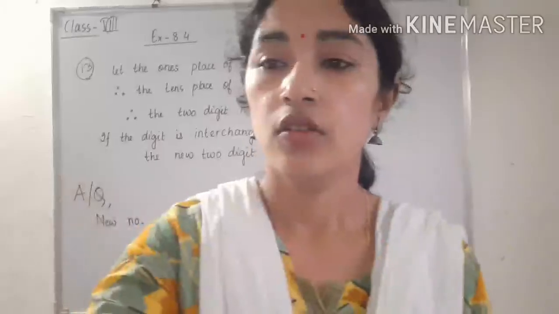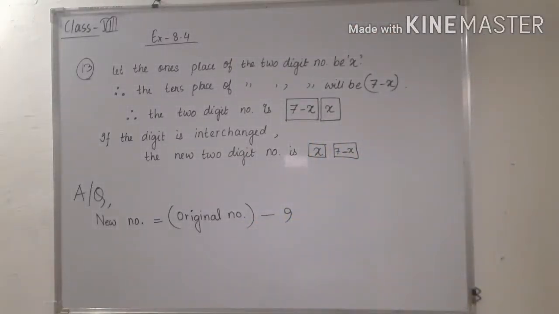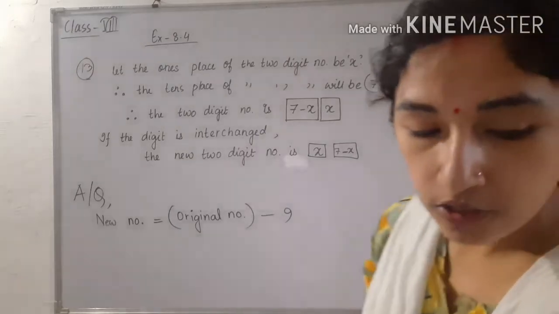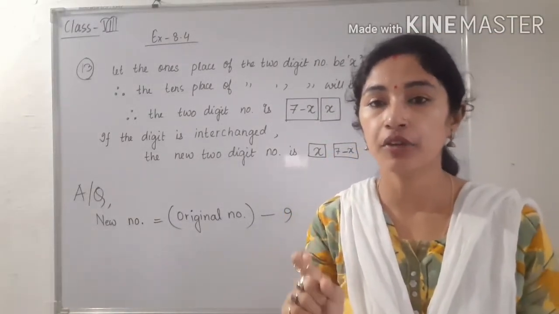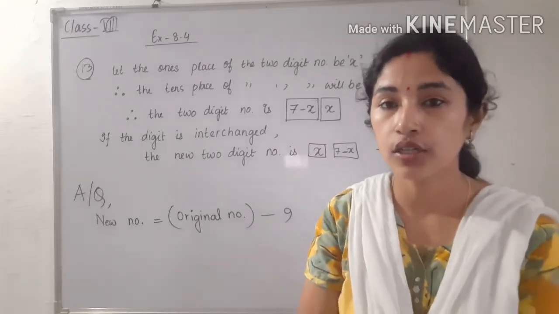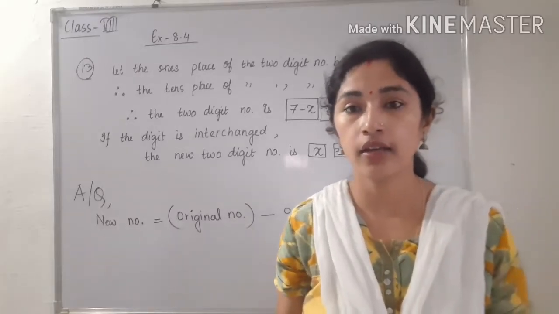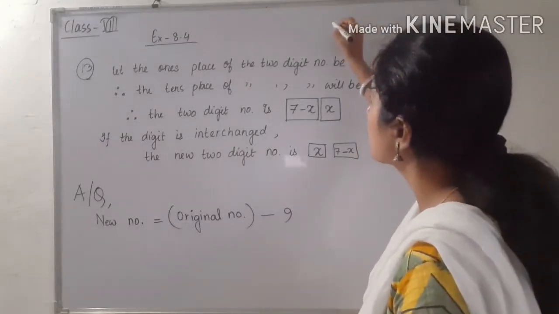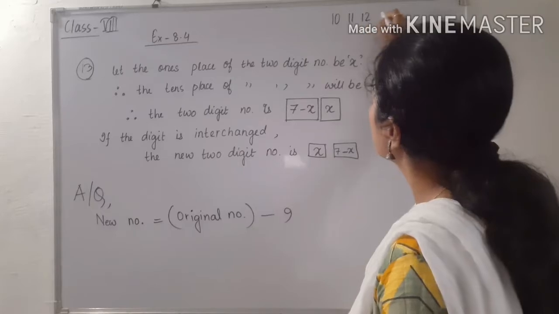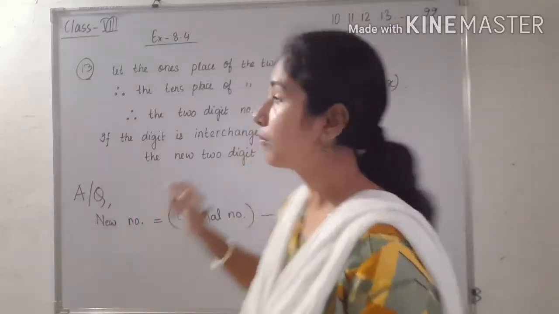Okay. So the next question is question number 13. That is also an interesting question. So what is given in the first sentence? The sum of the digits of a 2-digit number is 7. What is the meaning of this? First of all, you have to check what a 2-digit number is. A 2-digit number starts with 10 and ends at 99. It is a number in which 2 digits are present. So 10, 11, 12, 13, like this, it will go up to 99. So these are 2-digit numbers.